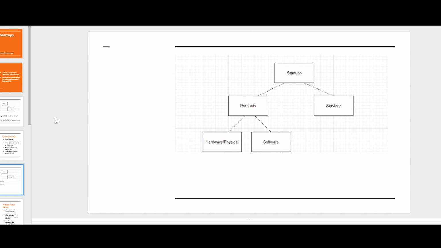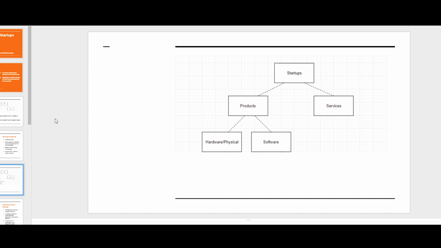Now, when we talk about product companies, there are two separate classifications of product companies: hardware and physical products, or software products. All of these classifications that I'm talking about are loose classifications, which means that a product company can have some services elements and a services company can pitch a tool or two in their services. But what we're talking about is what a startup does primarily.